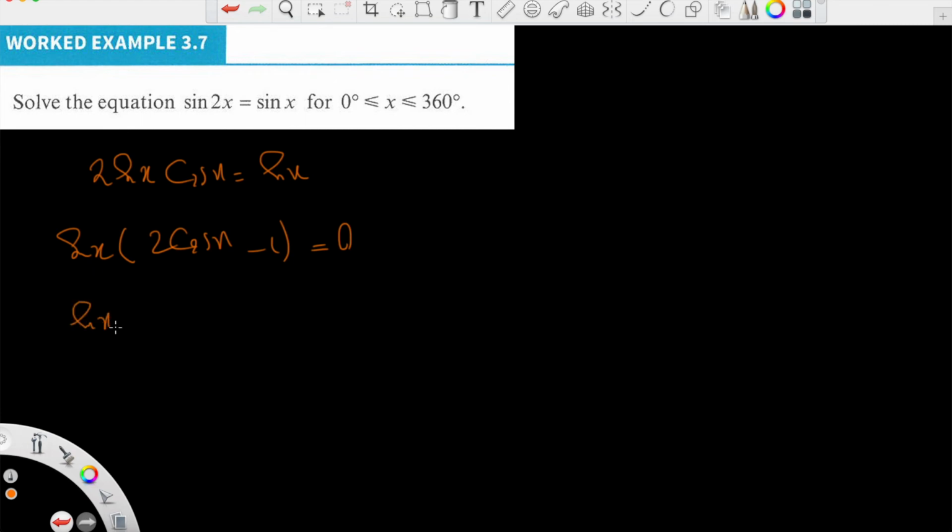Now, next example, solve the equation sine of 2x is equal to sine of x. So you have a double angle here. So I write 2 sine of x cosine of x is equal to sine of x. So I transfer to the left hand side and factor sine of x. So it will be sine of x times 2 cosine of x minus 1 is equal to 0. So sine of x is equal to 0, or cosine of x is equal to 1 over 2.